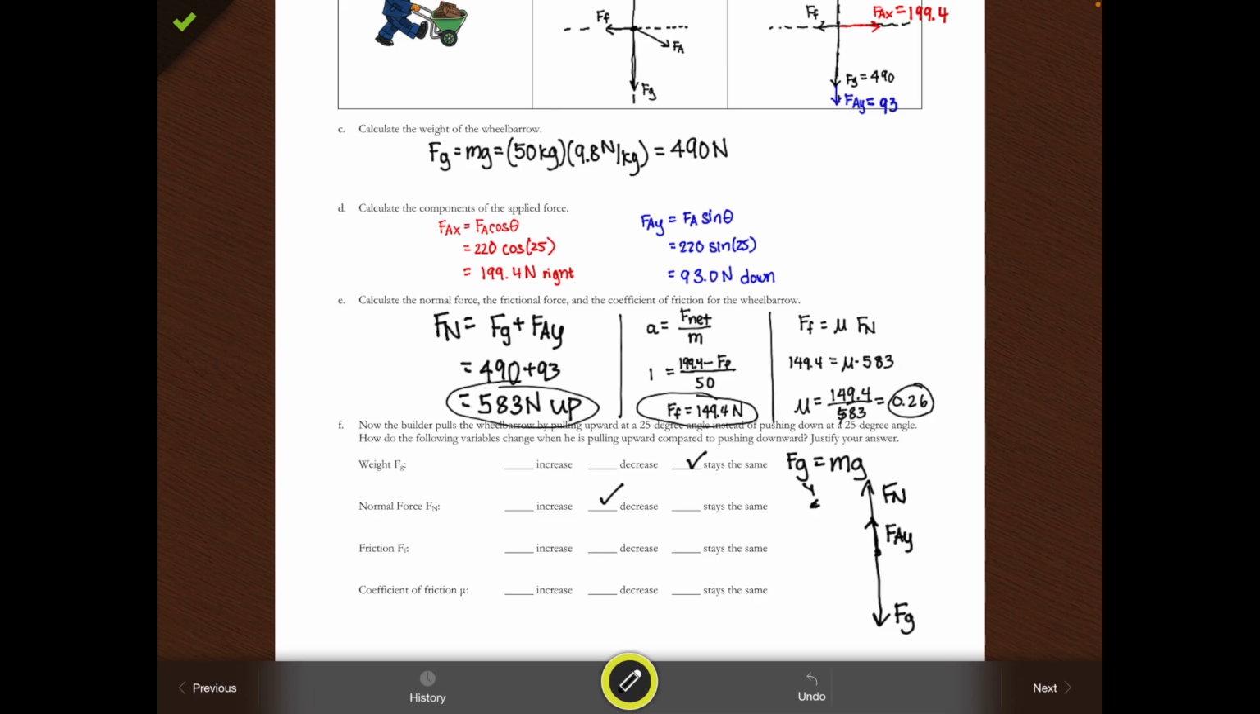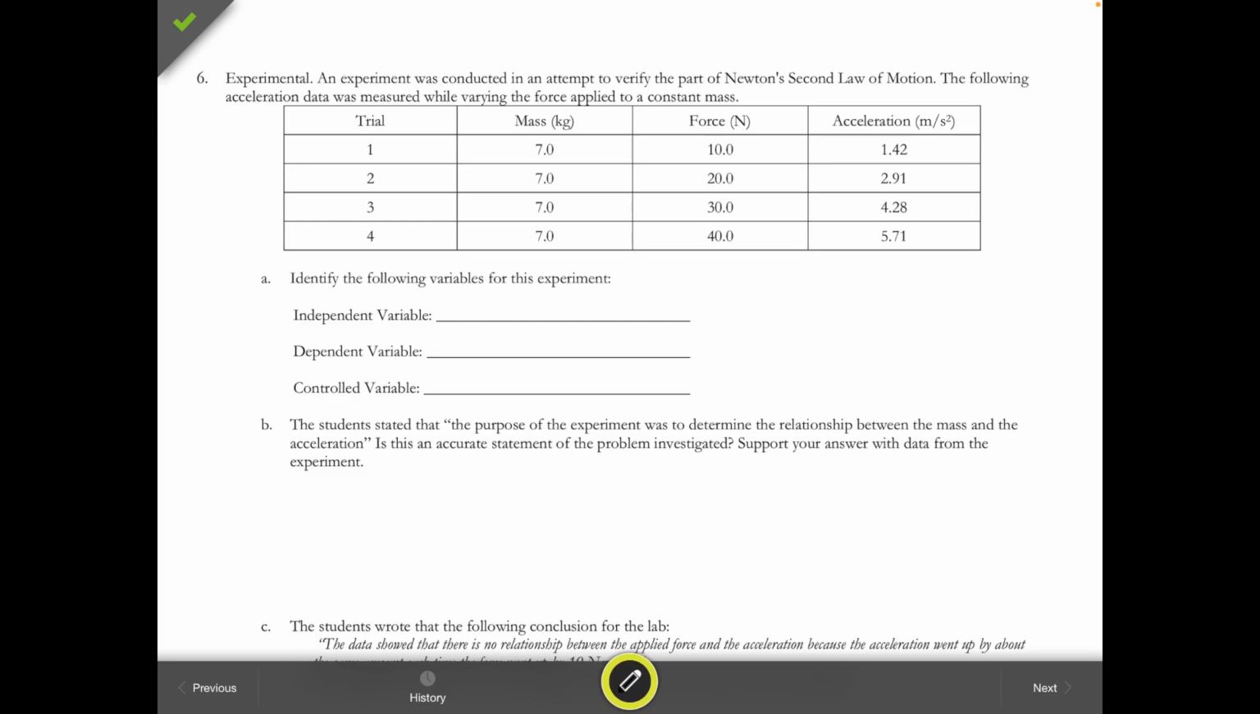A smaller normal force means a smaller friction force, but the coefficient of friction would stay the same because the materials stay the same. We spent 2 days in class doing a lab on Newton's second law. It's one of the only specific experiments called out in the National Science Standards for you to do in this class.